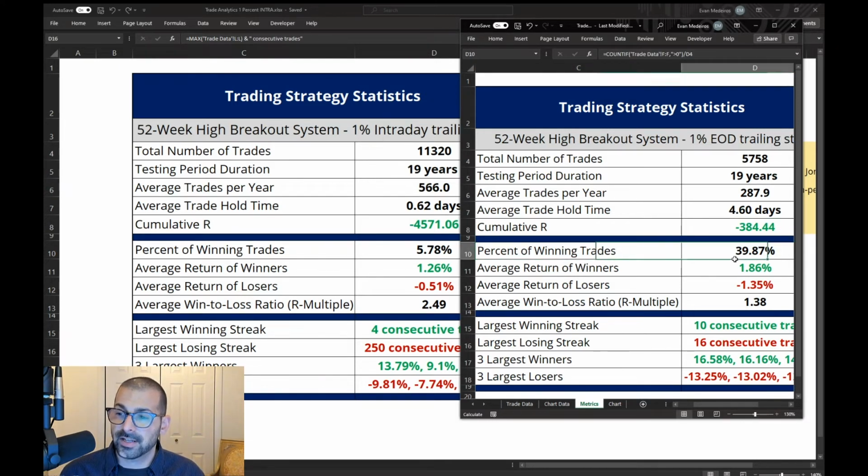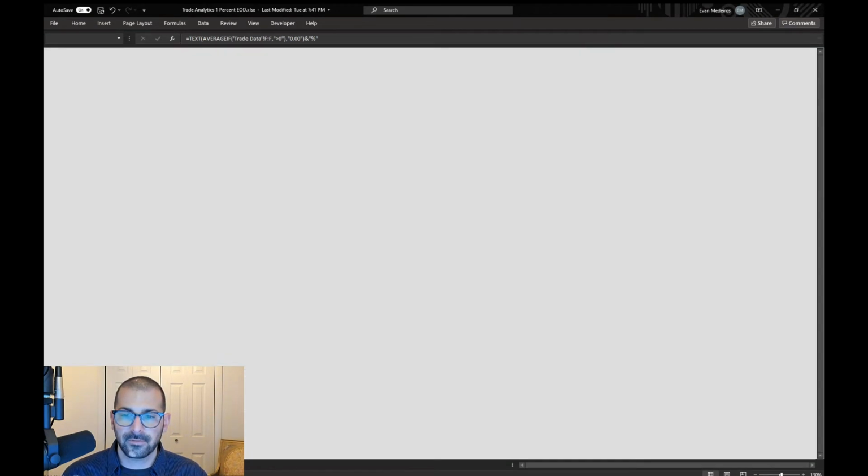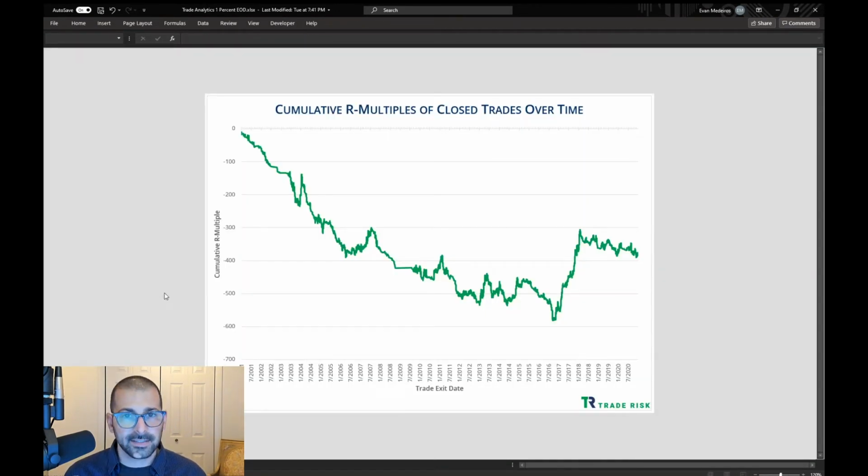Notice the percentage of winning trades, right? So this goes up to 39.87%. Average winner is still bigger than the average loser. And things look a lot better in this case. So let's take a look at the equity curve here. And you can see that it's something, again, that I don't think anyone would be very interested in trading or owning or using as a trading system. But on a comparative basis, this is far better, right? And that's all relative. But this is far better than the last system, than using a 1% intraday stop loss.